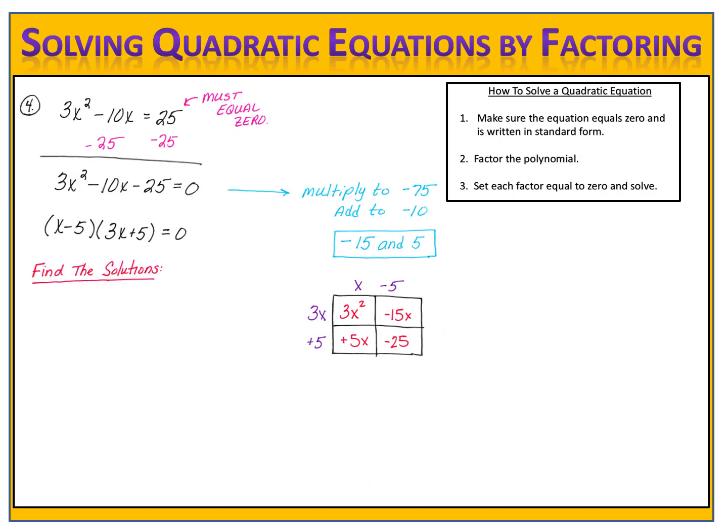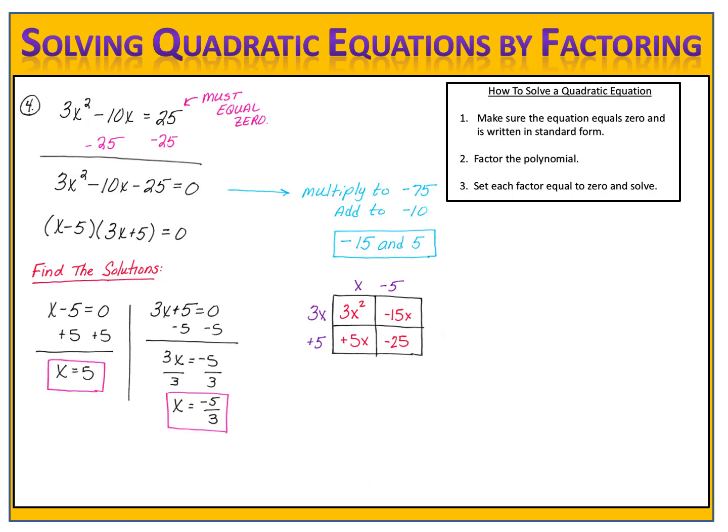I'm now ready to find the roots, or the solutions, to the equation. We take each factor and set that factor equal to 0. Now we solve each of those equations to find the solutions. X equals 5, and x equals negative 5/3. It's best not to convert that fraction into a decimal. If you do, you'll likely round your answer, and therefore it would really no longer be a precise solution. Best to stick as a fraction.